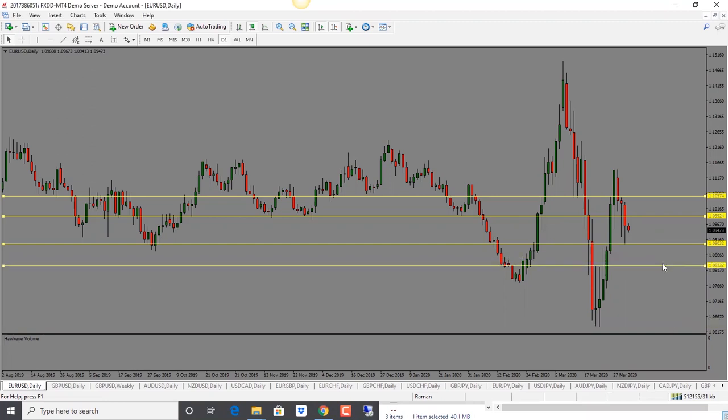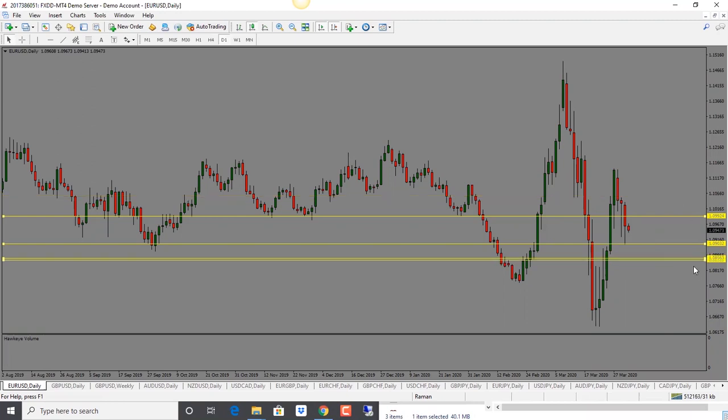But otherwise, looking for a further decline here in terms of our target, 1.0850 will be the first one. And then if it drops below that, we are looking at 1.0820. So bias is bearish, but again, we have to be cautious at the support level here.